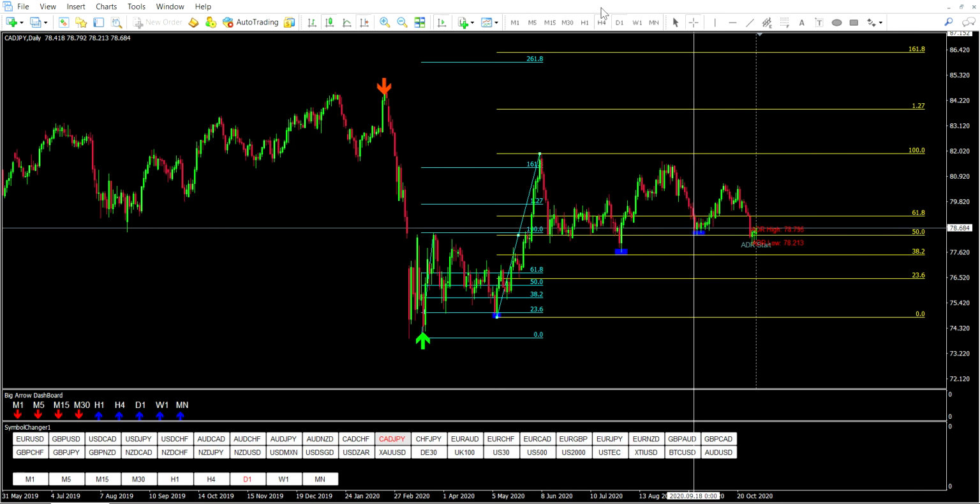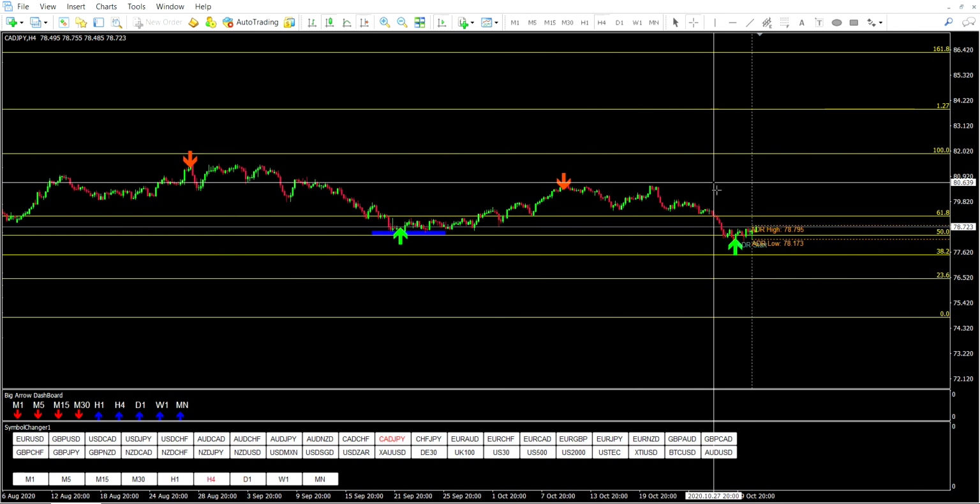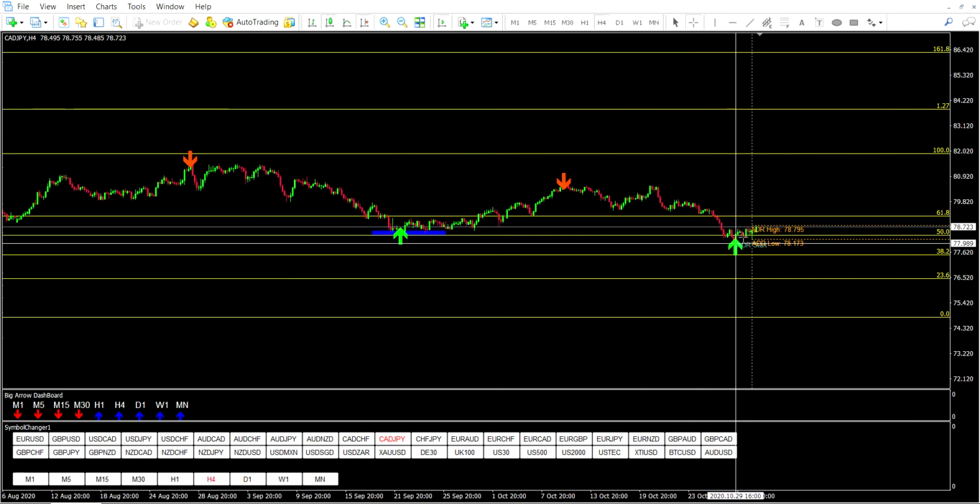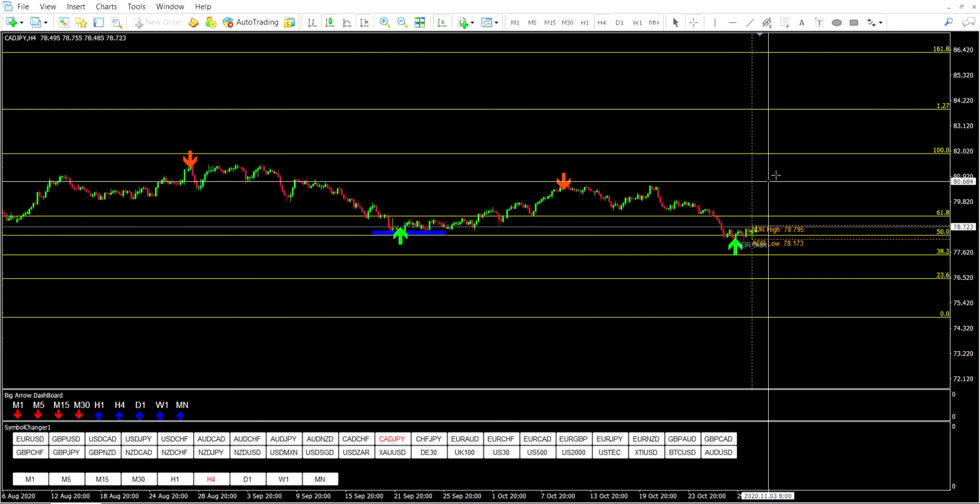You drop to the 4 hour, you can see the green arrows come up again. We're expecting a move up.